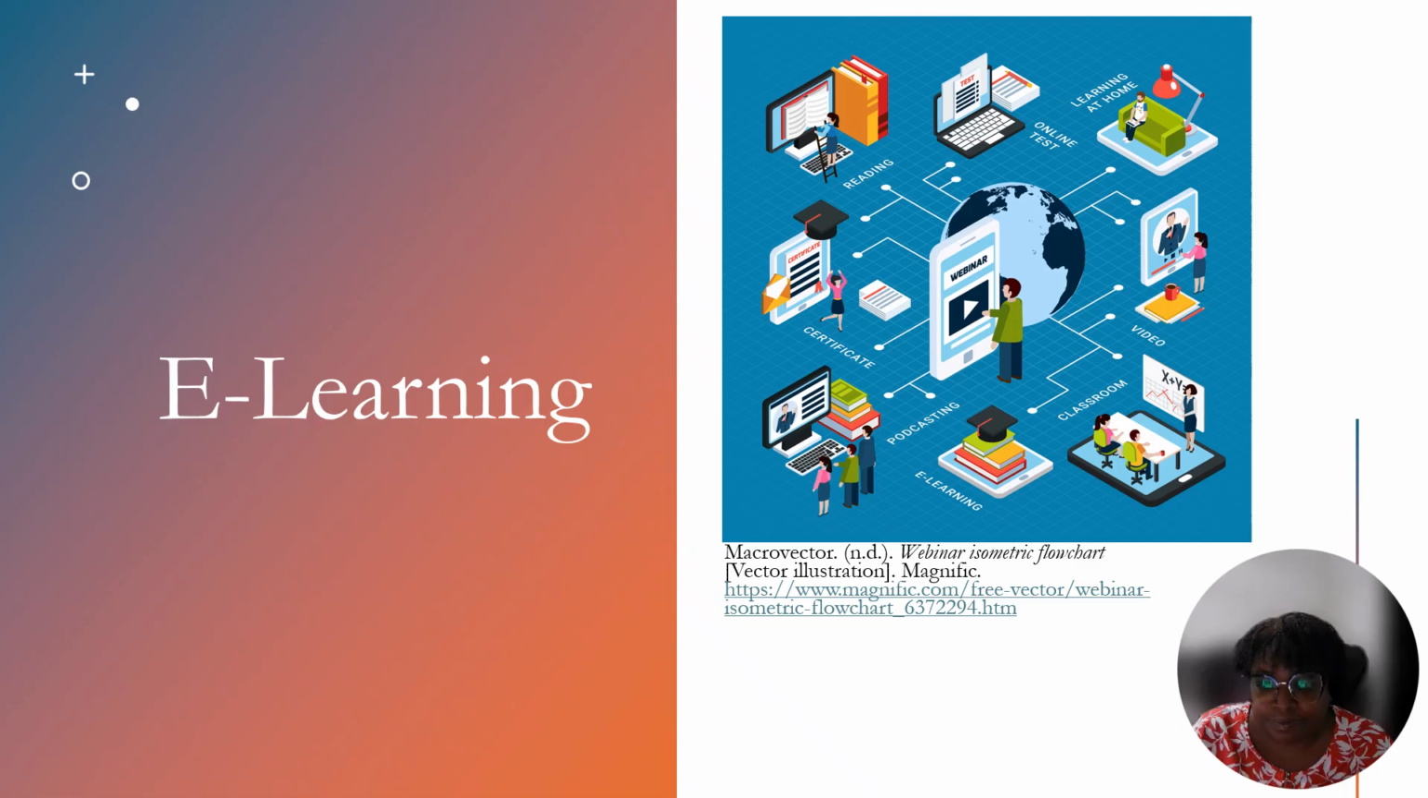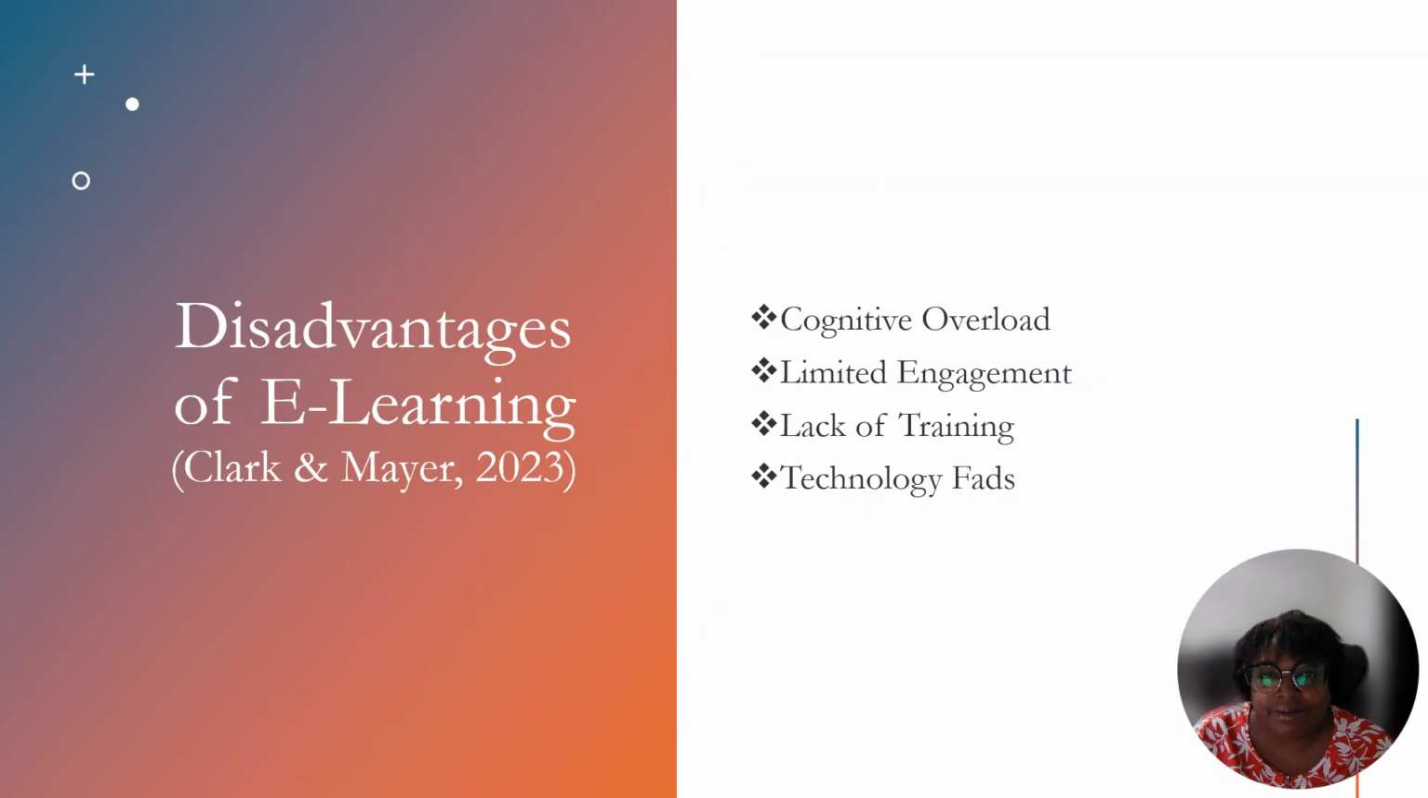Another example would be a webinar because all of the parties are viewing that webinar at the same time. So that would also be an example of synchronous. So why the need for e-learning?